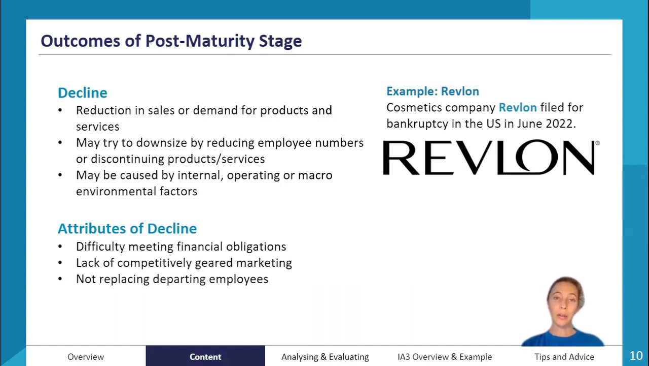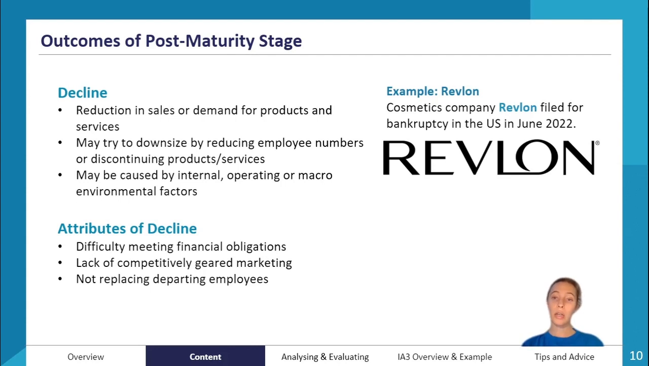So when you're in decline, you're going to not have that steadiness in terms of revenue. So, of course, that means difficulty with meeting financial obligations. And again, that idea of not replacing departing employees, that can happen in the steady state and it can also happen in decline. And they're not going to probably look at so much marketing. If they're in decline, they are going to be looking at potentially exit strategies, depending on how bad the decline is. So let's have a look at an example or two.